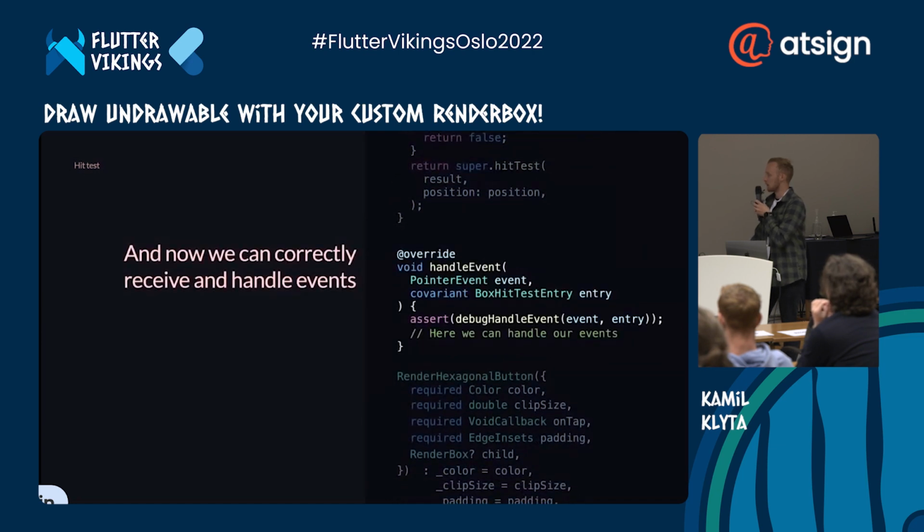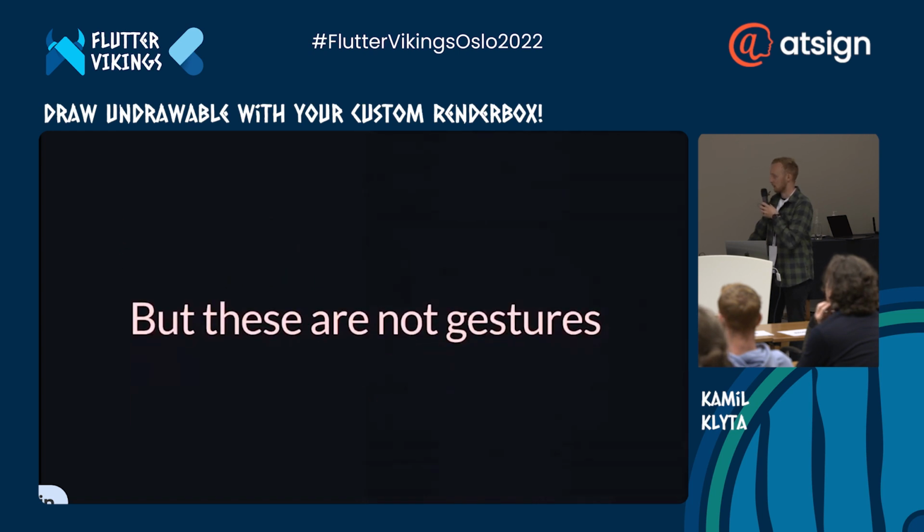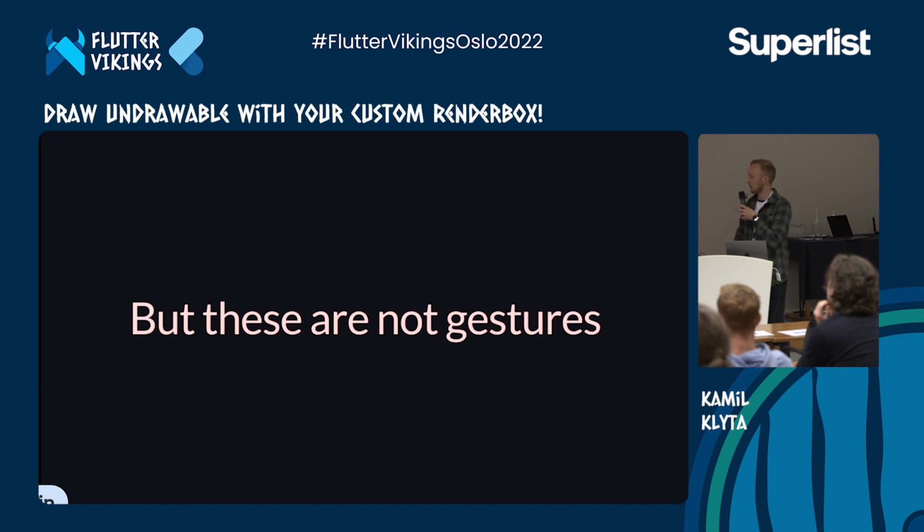And now we can correctly receive and handle events, because every time the user is pressing a button or moving a finger or something like that, the handle event method will be fired with this event. But that's still not everything, because these are not gestures. This is only the event. This is the raw information that the pointer is down on the screen or the pointer is moving. But the gesture combines the raw events and transforms them into a gesture. So, for example, a drag is pointer down and pointer move in one direction. So yeah, we need to calculate this.